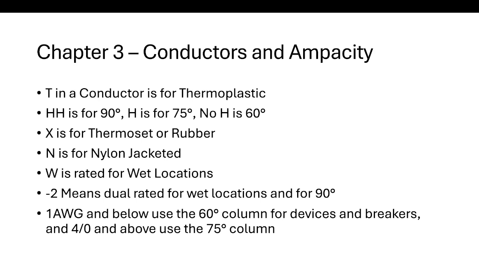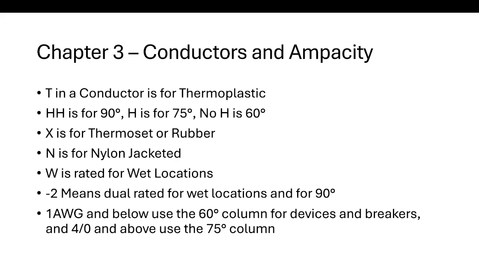Conductors and ampacity. So just going over the letters in the conductors, T stands for thermoplastic, 2 H's is 90 degrees rated, 1 H is 75 degrees rated, and no H is 60 degrees rated. X stands for thermoset or rubber. You'd also see R sometimes, but R is an older one, I believe. N stands for nylon jacketed, and W is rated for wet locations. And if a conductor has -2, it means it's dual rated for wet locations and for 90 degrees. So, for example, the wire that we use down in the lab is THHN-2.